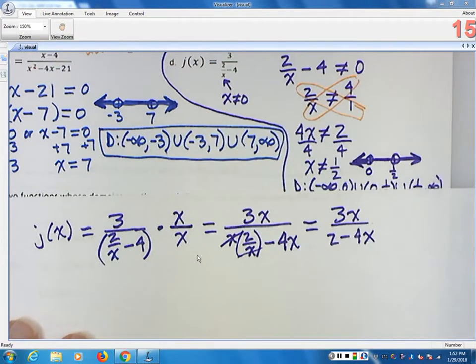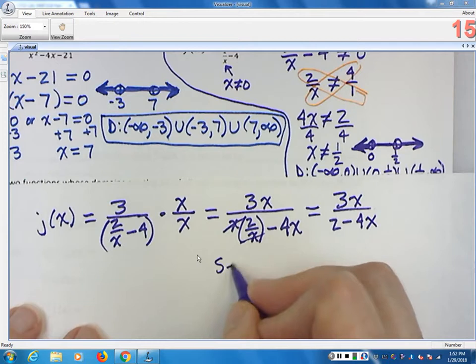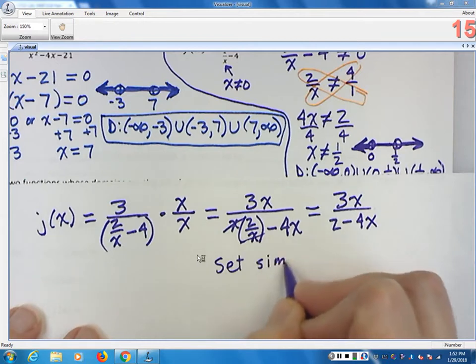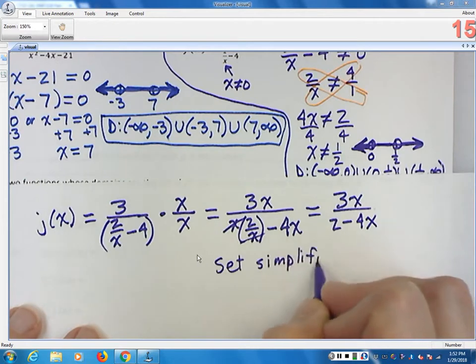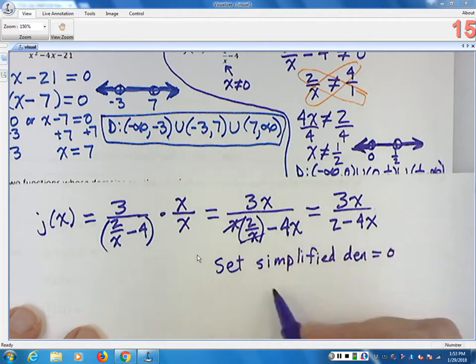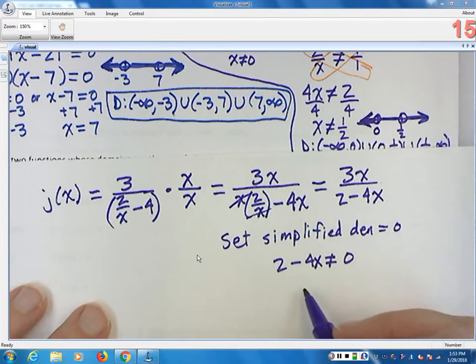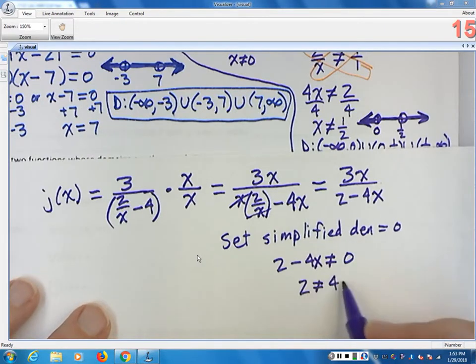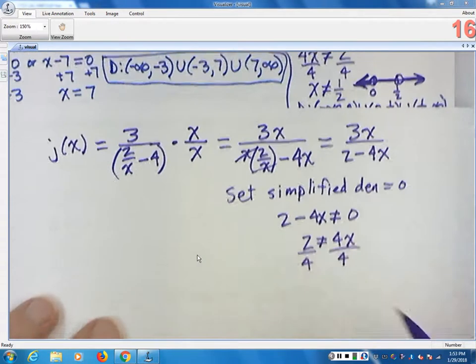And now you can set your simplified denominator to 0. And 2 minus 4x can't be 0. So we can add the 4x. We get 2 can't be 4x. And x can't be, we divide by 4. X can't be a half.